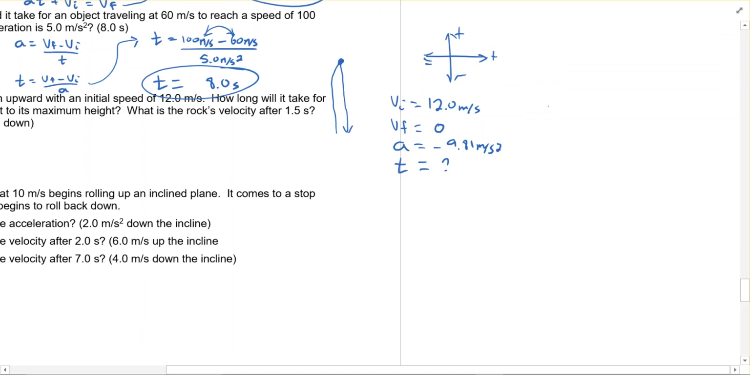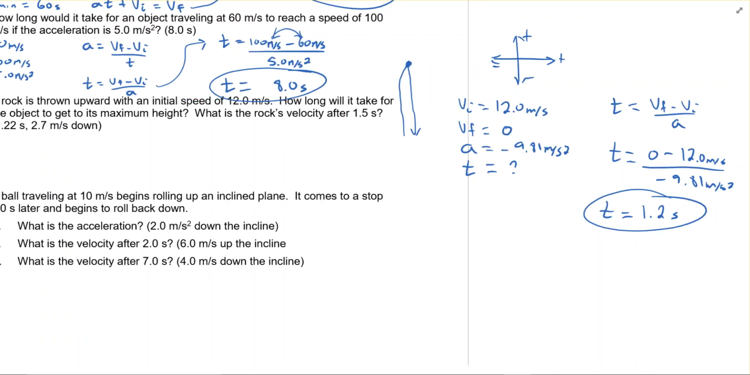I'm just going to write the formula from here and say T is equal to VF minus VI over A. I just rearranged it already. And now T is equal to, VF was 0, VI is 12 meters per second divided by negative 9.81 meters per second squared. And now you can see I've got negative 12 divided by negative 9.81. That's perfect because negative divided by negative is a positive. I'm really expecting that I'm going to get a positive time out of this.